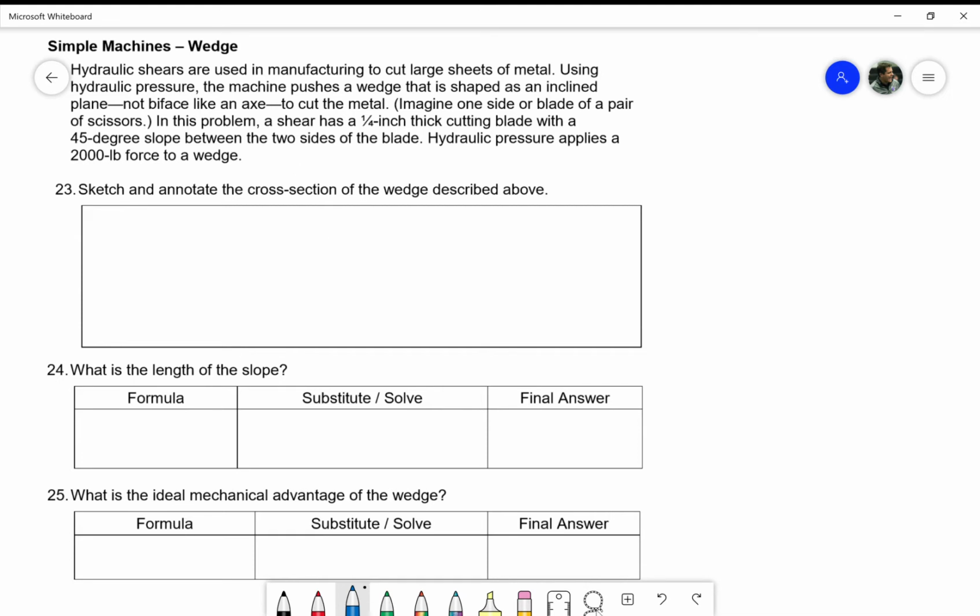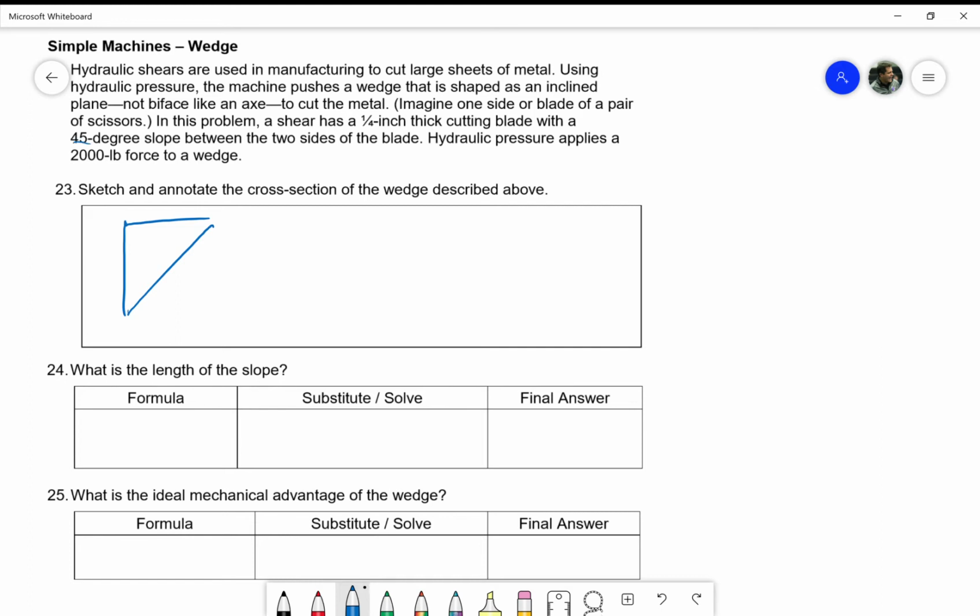Okay, here we go. So, questions 23 through 25. We are now doing a wedge. The question can be worded a little strange, but the idea is that it's going to be just a right triangle like that. And it's 45, 45.